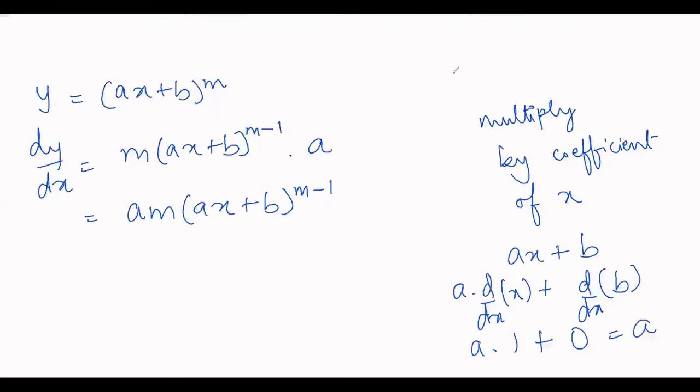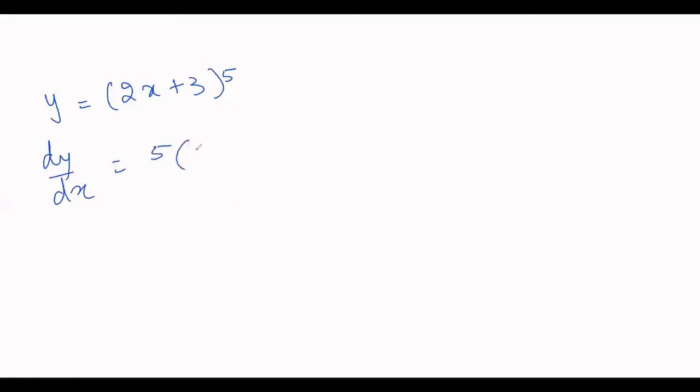Next question. y is equal to (2x plus 3) whole power 5. So dy by dx is equal to 5 into (2x plus 3) whole power 4 into coefficient of x, which is 10. So I can write my final answer as 10 times (2x plus 3) whole power 4.